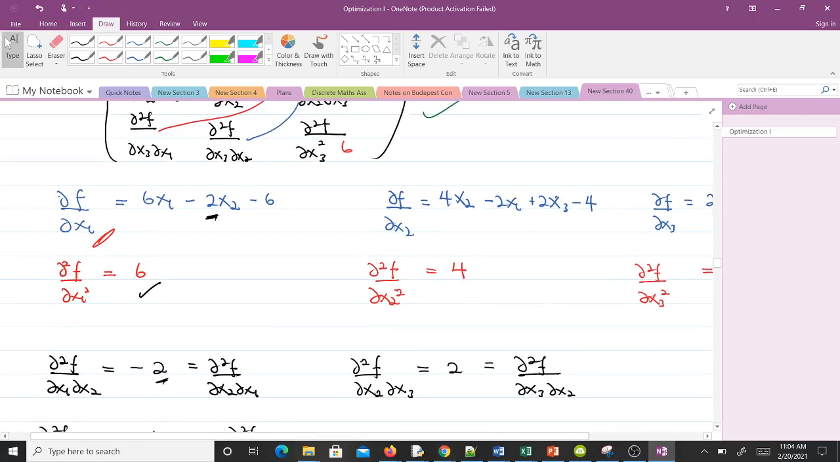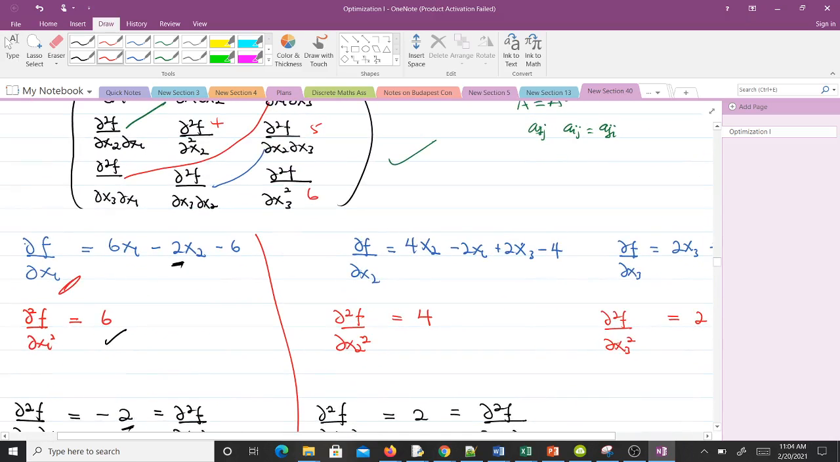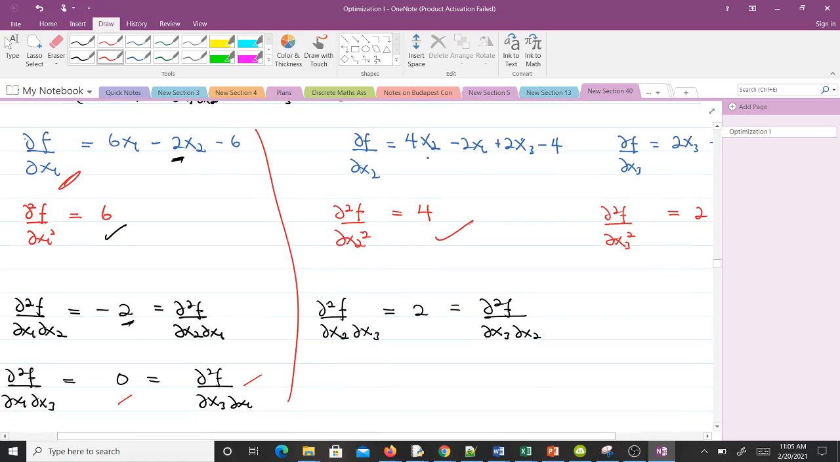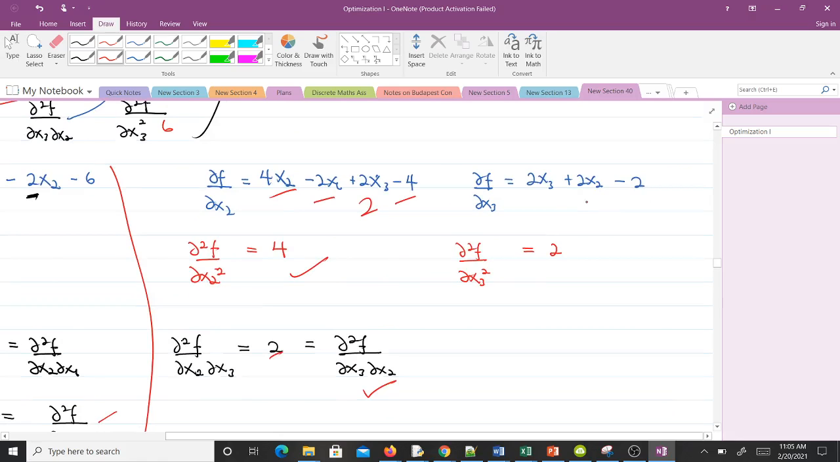Then let's come here. So we are done with this part. When you find the partial derivative of f with respect to x2, you get 4x2 minus 2x1 plus 2x3 minus 4. When you find the second derivative of it with respect to x2, you get 4. When you find the partial derivative of it with respect to x3, you get 2, which is the same as this. Then for del squared f over del x3 squared, we get 2. So now we have all the six things that we need.